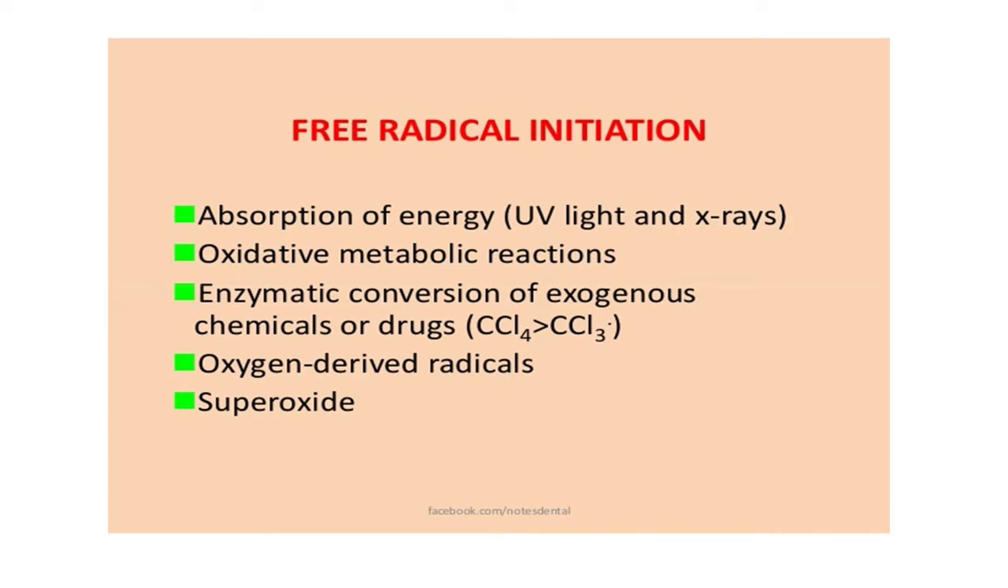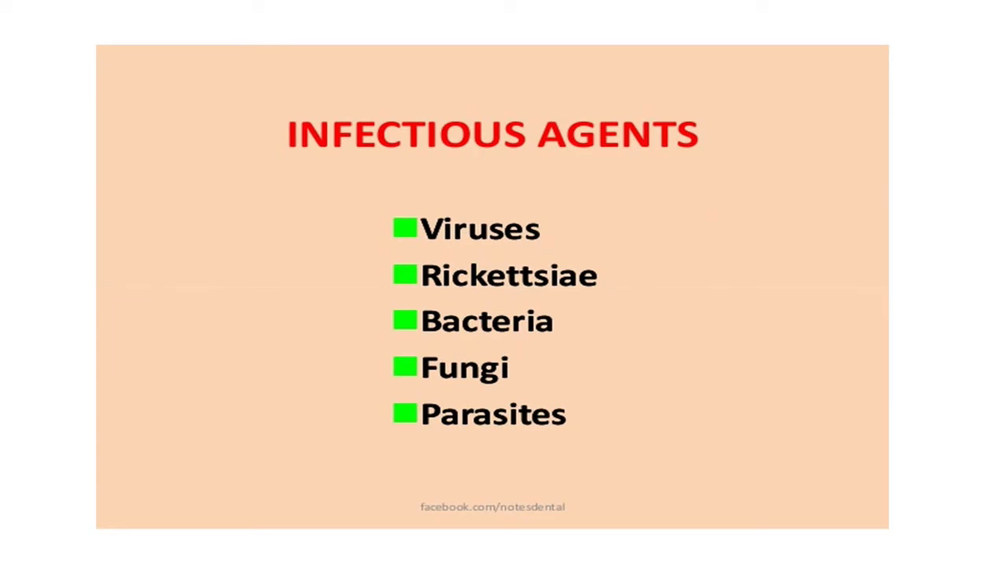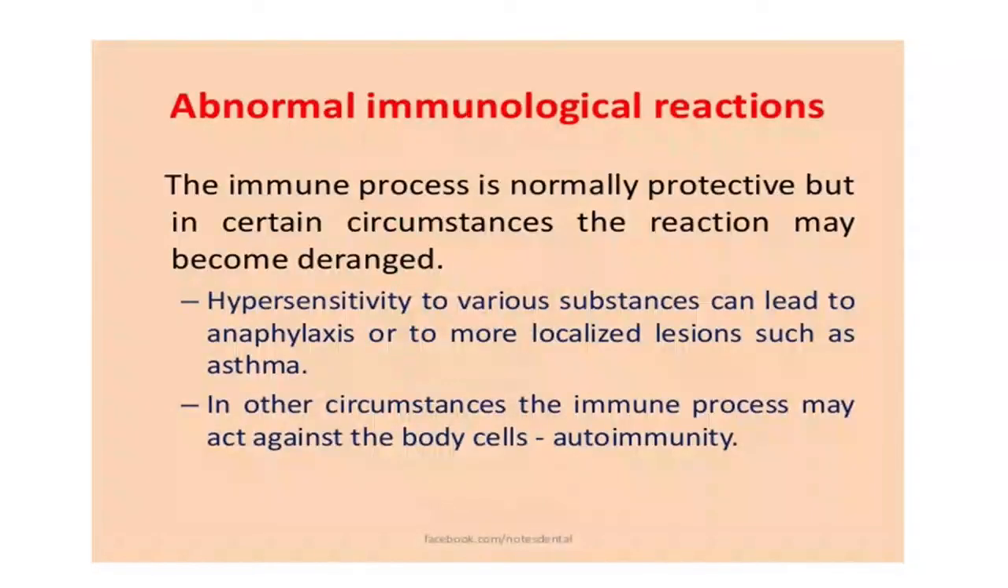Oxygen derived radicals: some of the free radicals that we talk about as molecules here derive their existence from oxygen. So meaning that there's going to be a deprivation. And superoxide, whenever there's too much superoxide in the individual. Infectious agents: virus, rickettsia, bacteria, fungi, parasites. All these are infectious agents that have an effect on the individual's body when they get access. Therefore, the cells are injured.